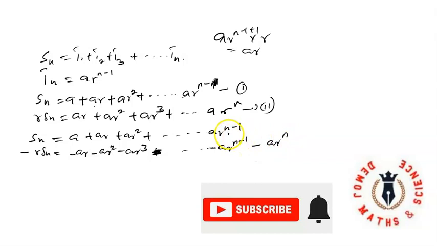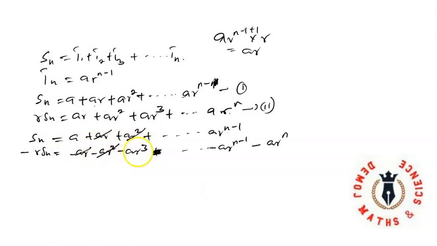When you multiply this by r, this becomes r raised to the power n, like we saw here. Now, ar minus ar gives way to ar squared minus ar squared, minus ar cubed, then plus ar cubed here, and so on, up to ar raised to the power n minus 1 minus ar raised to the power n. So at the end of the day, I'm left with Sn minus r Sn is equal to a minus ar raised to the power n.